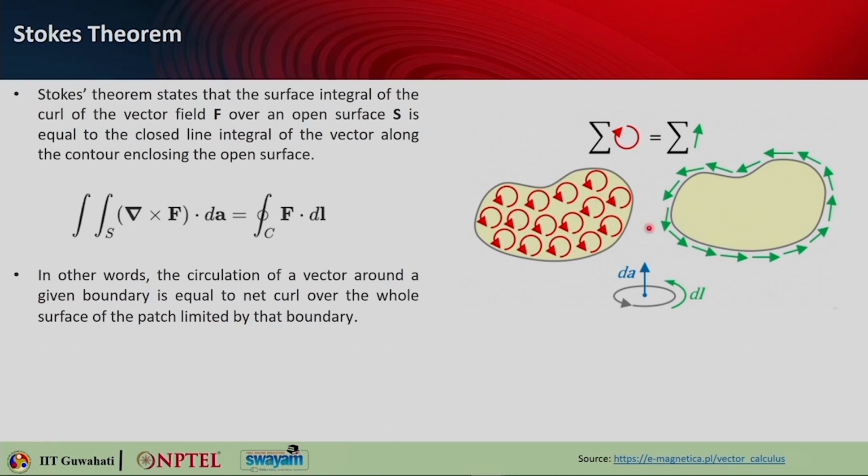So this was the open surface, and if you take this particular line that is basically along the contour which is enclosing the open surface, the line integral of the vector along this contour will be the same as all the curls that are there in this open surface. So if you take the curl and you sum up all the curls, or you integrate all the curls, over this particular open surface S, that is equivalent to this one.